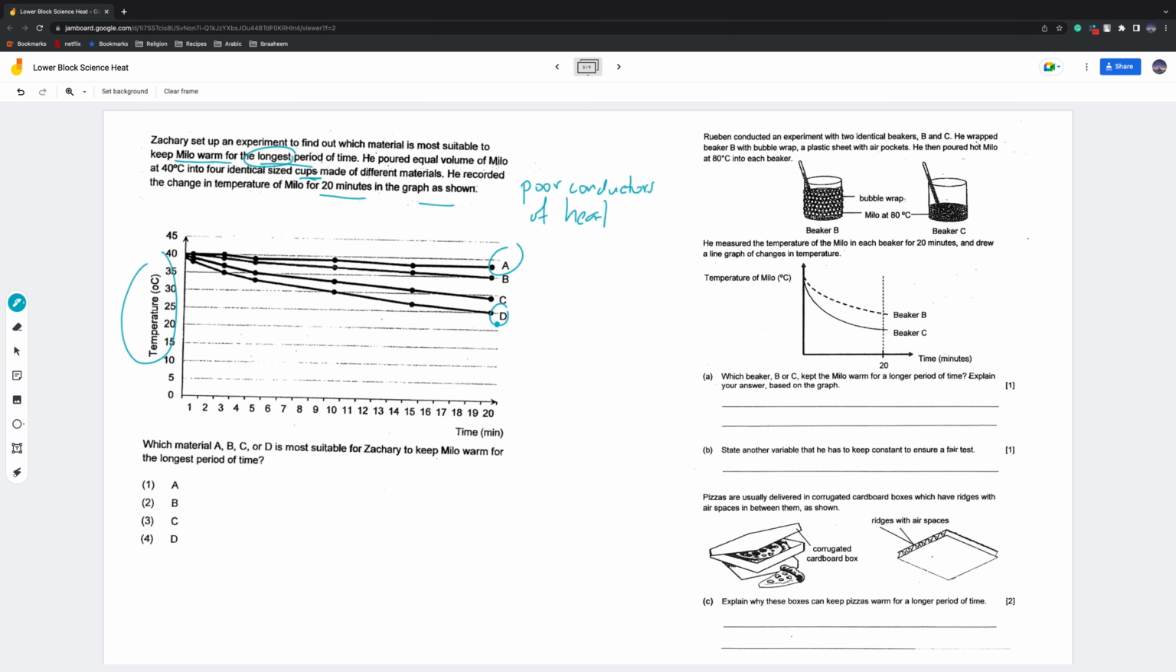Whenever we attempt any question, we are basically practicing the method, and the more we practice, the better we will get at it. Okay, so which material is the most suitable to keep Milo warm for the longest period?